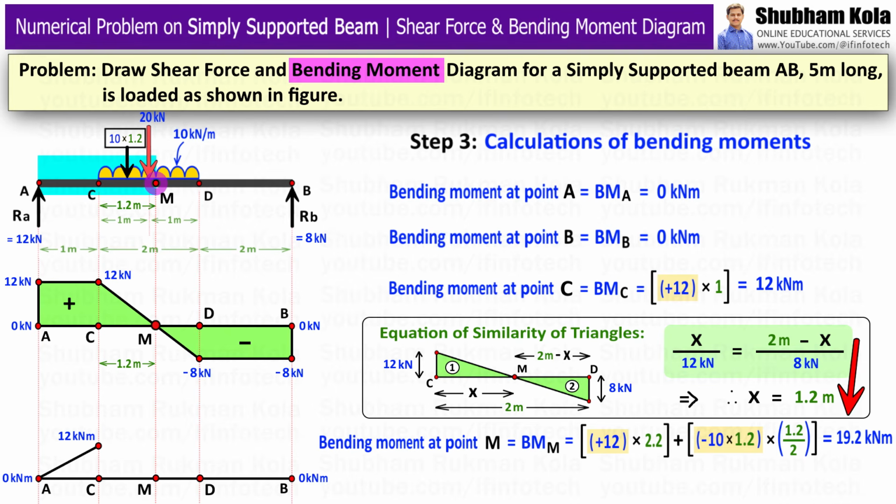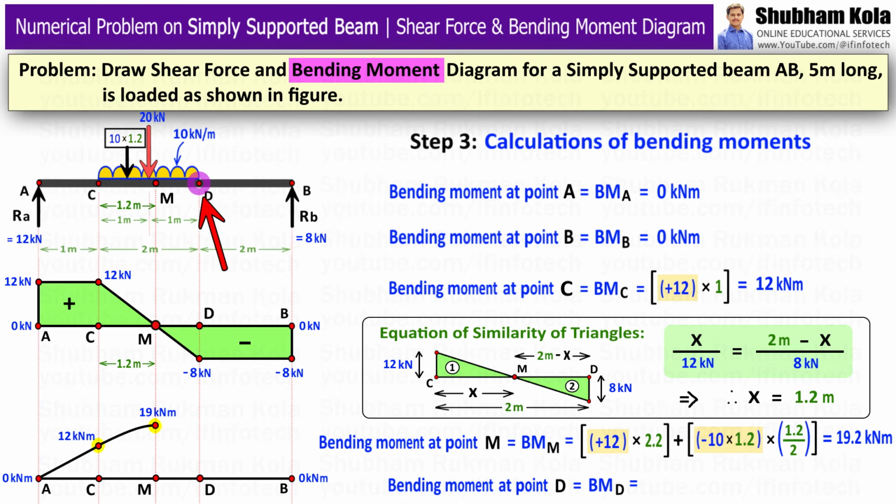So as it is a positive value of bending moment, hence I will mark this point of bending moment above the reference line of bending moment, 0 kN meter. And here, between point C and point M, there is UDL. Therefore, to draw the bending moment diagram, I will indicate UDL with a parabolic curve. Hence I will join these 2 points with a parabolic curve.